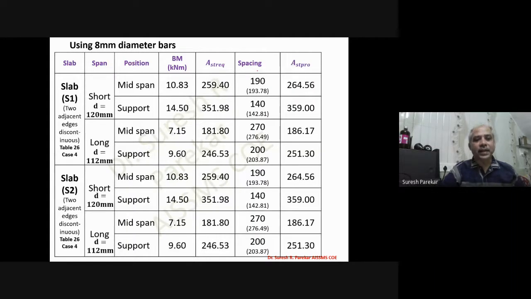Now we will prepare the table. You can see for slab S1 and S2, we have two adjacent edges discontinuous, and we have case 4 and table 26, and values for mid span 10.83, and for this we have calculated Ast required, but D is taken as 120 millimeter, and then we have calculated spacing for 8 mm diameter bars, and Ast provided. Likewise for all slabs for short span and long span, but for long span D is 112 millimeter. So we have prepared this table. So you have to prepare this table. This is for slab S1 and S2.